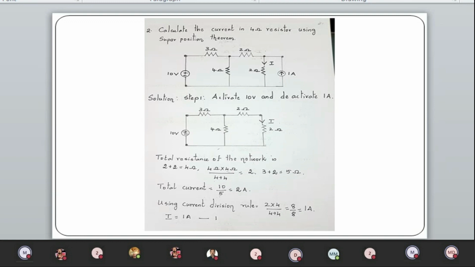So once again, the 2 ohm and 2 ohm resistors are connected in series, so 4. 4 and 4 are connected in parallel, 2. 3 and 2 are connected in series, 5. So the total current is 10 by 5, 2 amps. By current division rule, 2 into opposite resistance. What is the opposite resistance? 4 divided by total, 4 plus 4. So 8 by 8, 1 amp. So this is the current due to the voltage source of 10 volts.